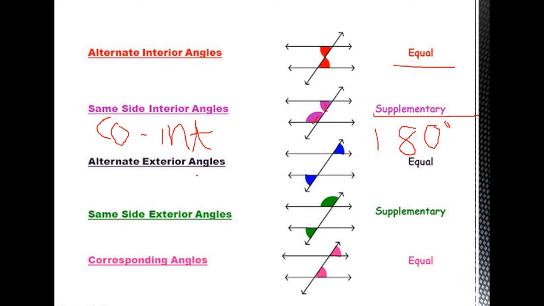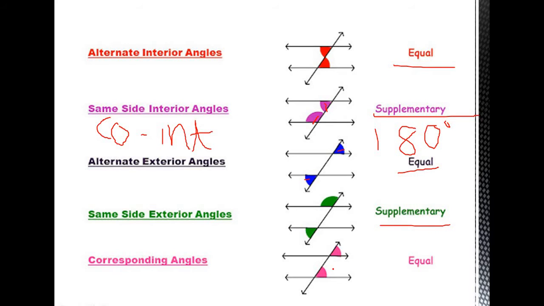Then there are alternate exterior angles. These blue angles are called alternate exterior angles. Interior means inside, exterior means outside, so these are also equal. Then we have same side exterior angles, which add up to 180 degrees.